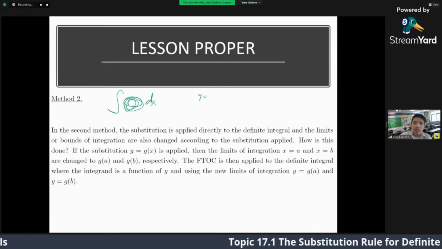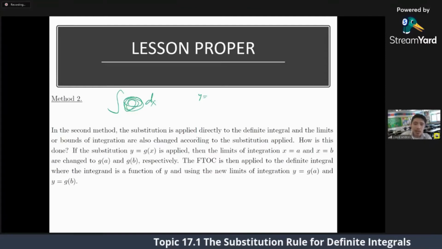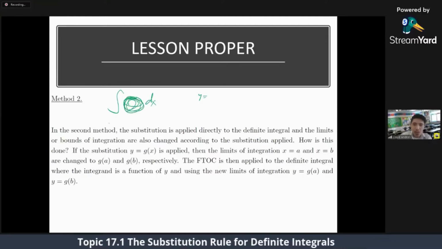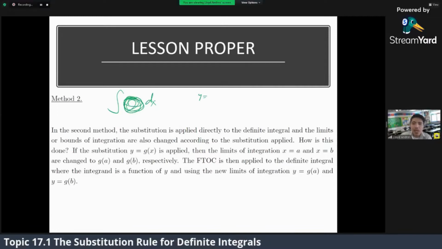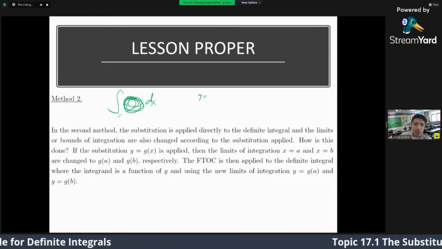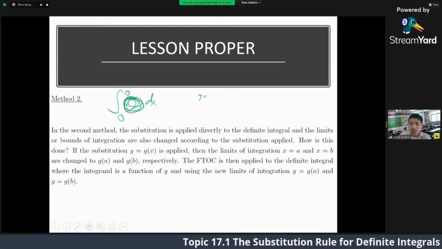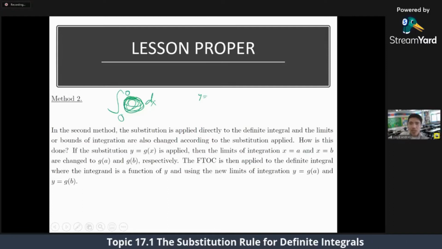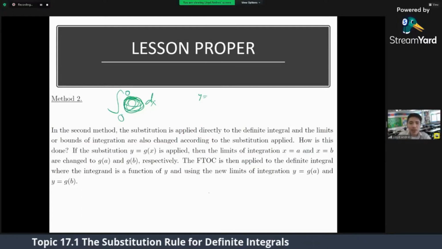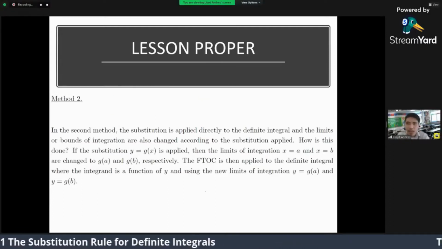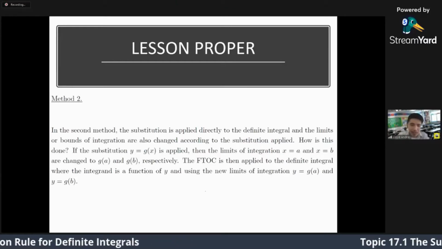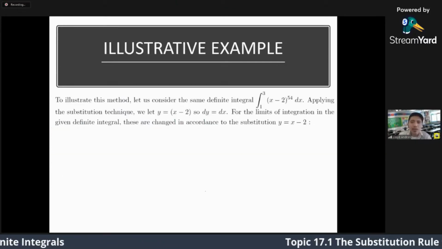This time in the second method, we substitute y, and we also change the limits. So it is simultaneous. Again, in the first method, only the integrand is substituted. For the second method, it is the integrand as well as the limits. So let's have an example to illustrate it.